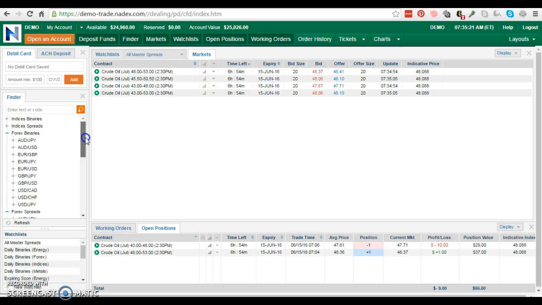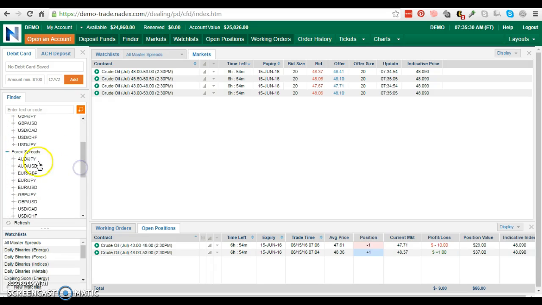For anything you want to trade, you come over here to the left, and it's all here. These are all your binaries right here. These are your Forex spreads, your commodity binaries, your commodity spreads, gold, natural gas, soybean, silver, and it's really not as complicated as people make it out. Actually, we're already in profit here on our bull spread.